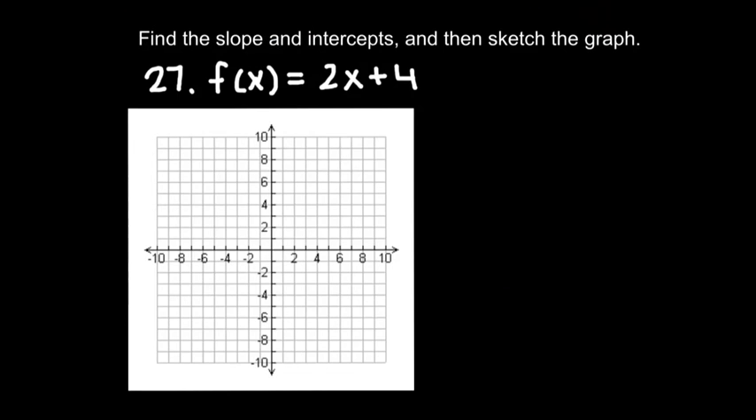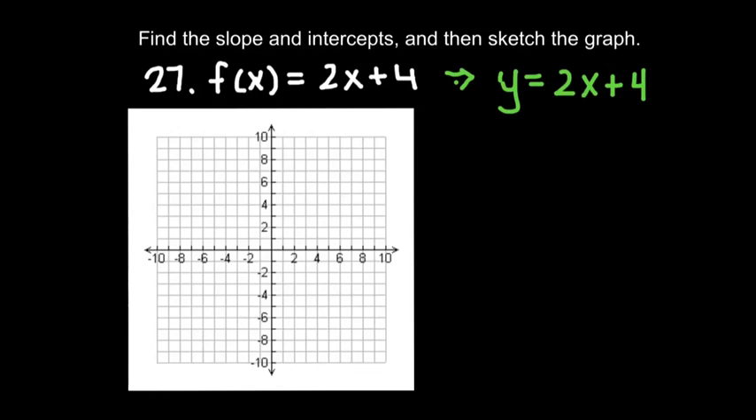For these problems, we're asked to find the slope and intercepts and then sketch the graph. Well, the function f of x equals 2x plus 4 is the same as the function y equals 2x plus 4. f of x takes the place of y. f of x represents the range variable. So if I rewrite this as y equals 2x plus 4, we can see that this is a linear function in slope-intercept form.